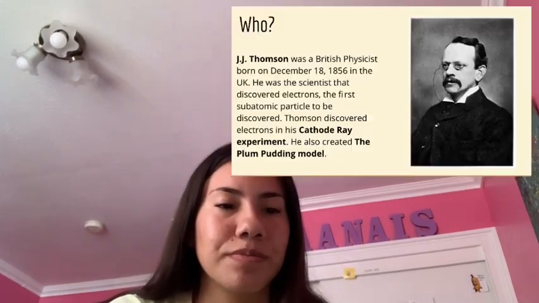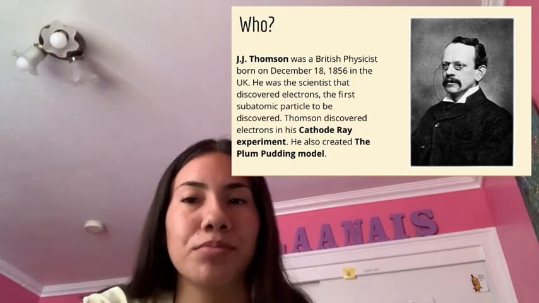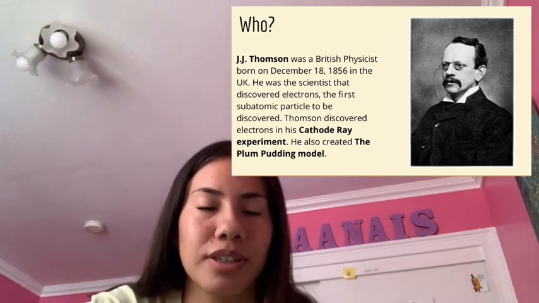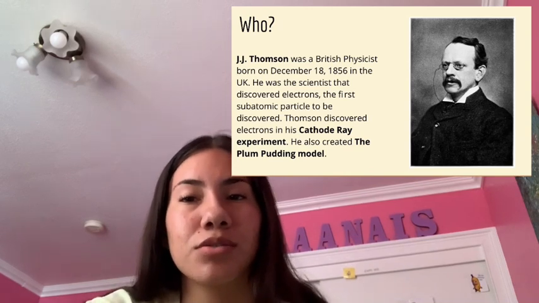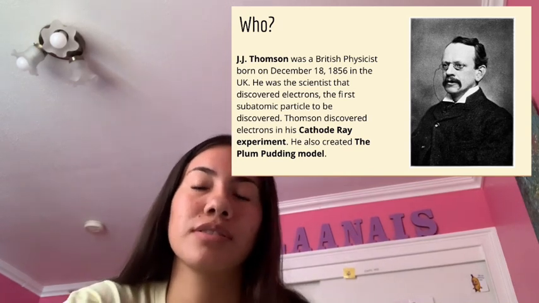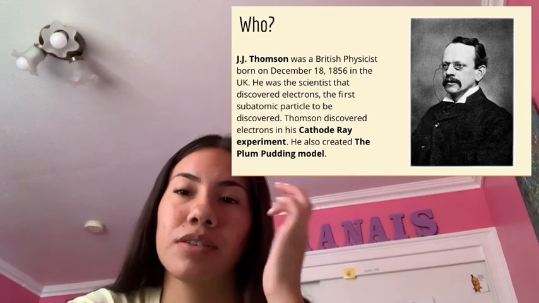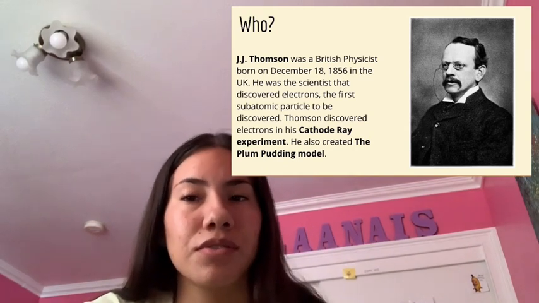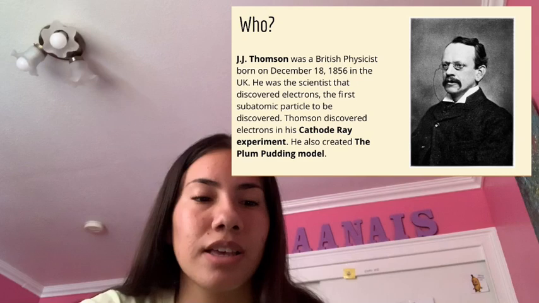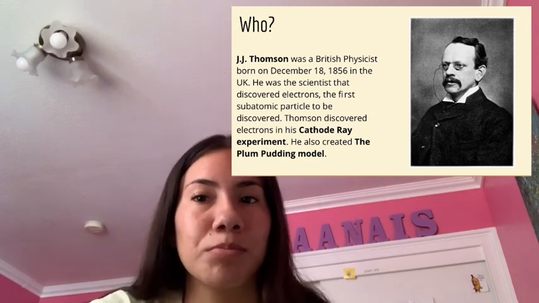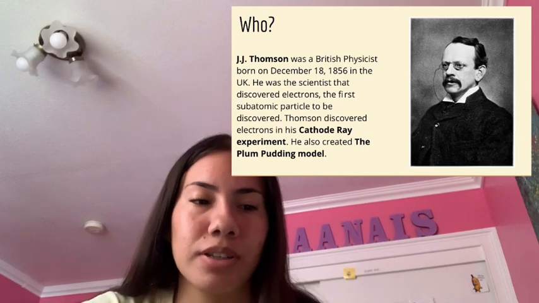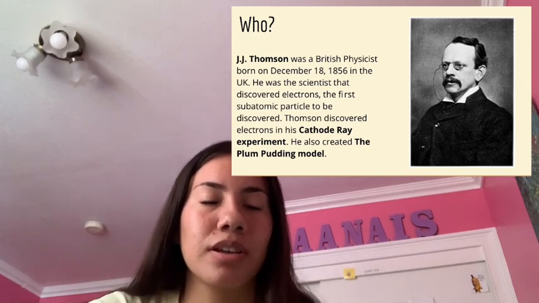So J.J. Thomson was a British physicist who was born on December 18th, 1856 in the UK. He was the scientist who discovered the electrons, the first subatomic particle to be discovered. He discovered the electrons in his cathode ray experiment. He also came up with the model, the plum pudding model. And so that's a picture of him in black and white.